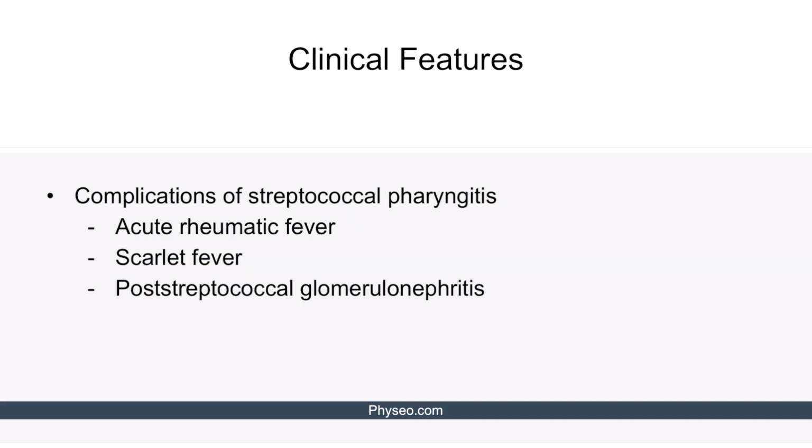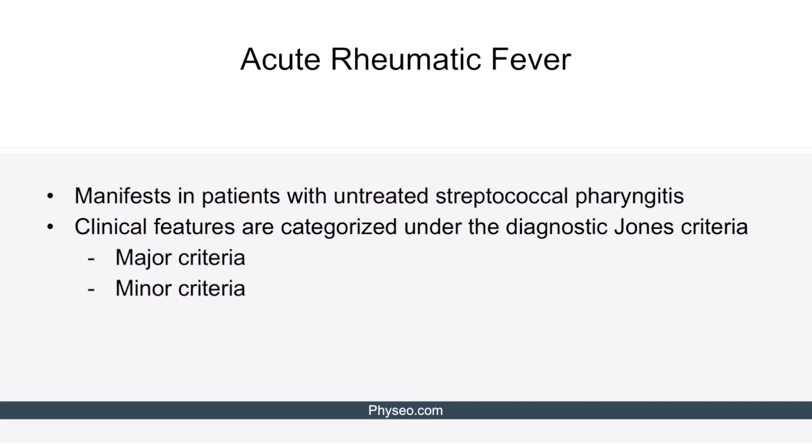Now that we've covered the general complications of pharyngitis, let's move on to discuss complications of streptococcal pharyngitis specifically. These include acute rheumatic fever, scarlet fever, and poststreptococcal glomerulonephritis. Acute rheumatic fever is a constellation of signs and symptoms that may manifest in patients with untreated strep pharyngitis within about 2 to 4 weeks of the onset of pharyngitis.